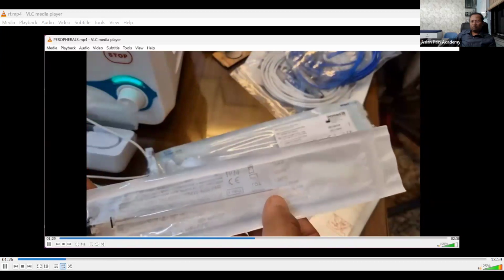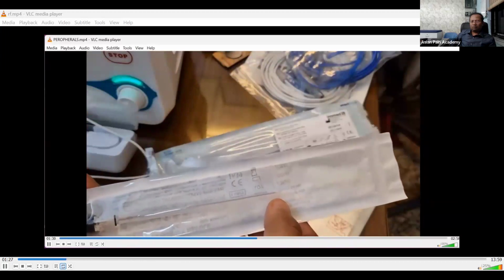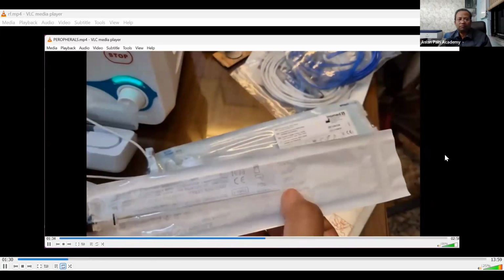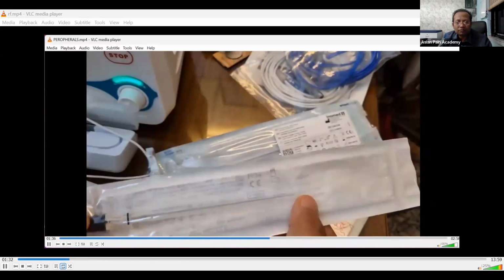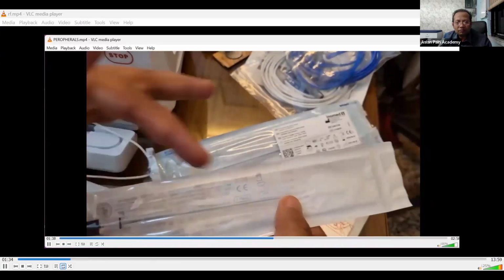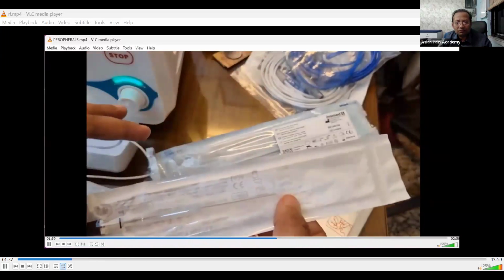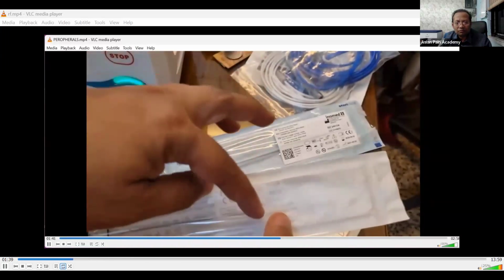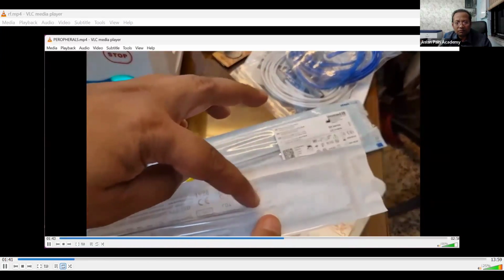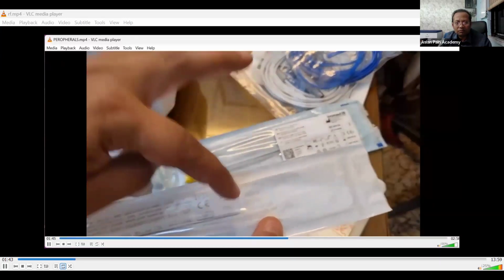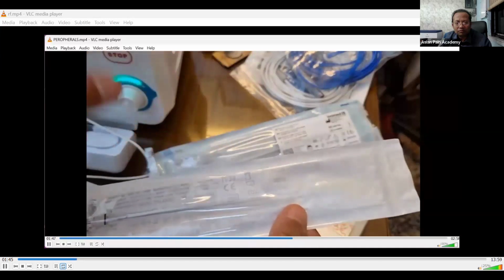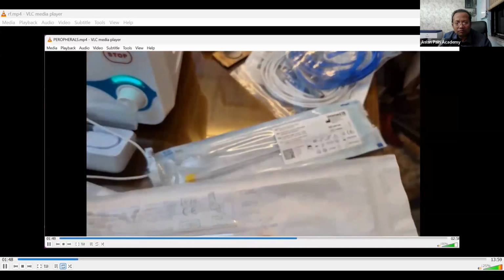So we have to state three parameters while describing a radio frequency needle. One is the length. What is the length? That is 10 centimeter here. Then we have the active tip length. It is here 5 millimeter. We can have 5 to 15 millimeters. Sometimes 2 millimeter is also available. So 2 to 15 millimeter of active tip.